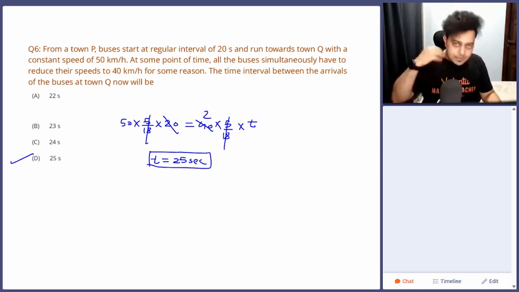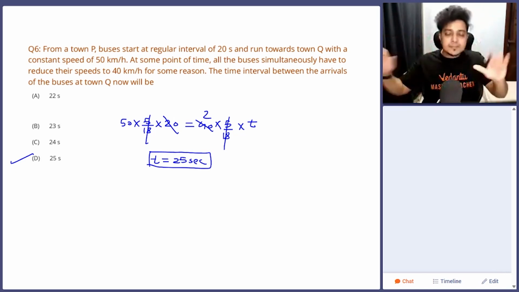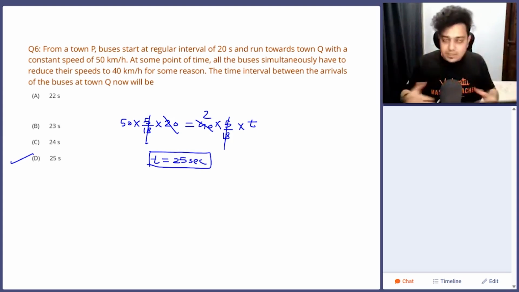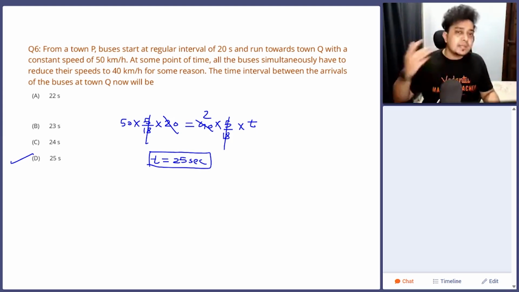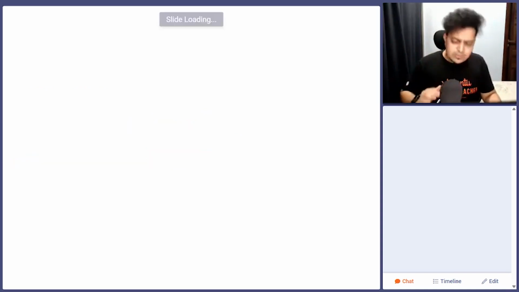So if you're finding it difficult to imagine, take a break. Close your eyes and imagine the motion happening. This solution you can watch any number of times. Listen to the solution again, and then try to visualize the motion. Then try to calculate the same thing. So you'll do better.